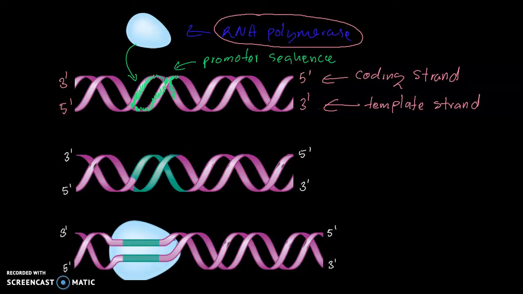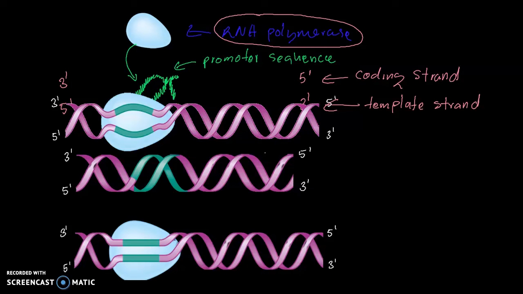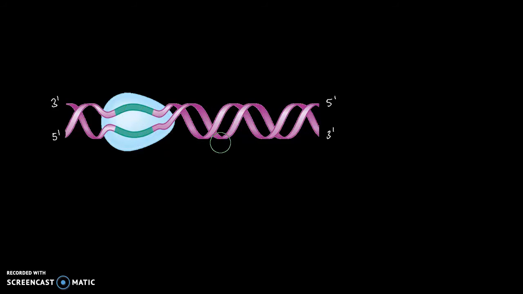The RNA polymerase, the enzyme, is going to look for and recognize a specific sequence called the promoter sequence on the DNA, and it's going to bind onto it. Once the RNA polymerase binds to the promoter sequence, this part of the sequence here, the green part, it's going to start to unwind and separate the DNA into two strands at the binding site over here. This is the second step.